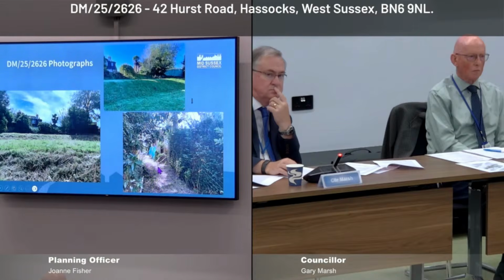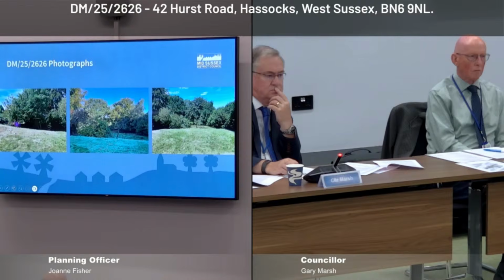driveway is proposed. There is hedging and fencing, and some fencing to be finished off on the site. This is looking towards 44 Hurst Road, looking north towards the countryside as well, and the woodland beyond. This is the rear garden at present.